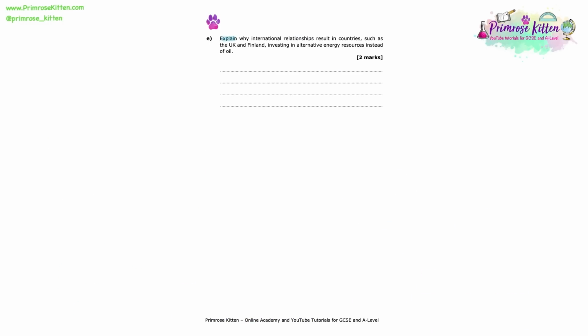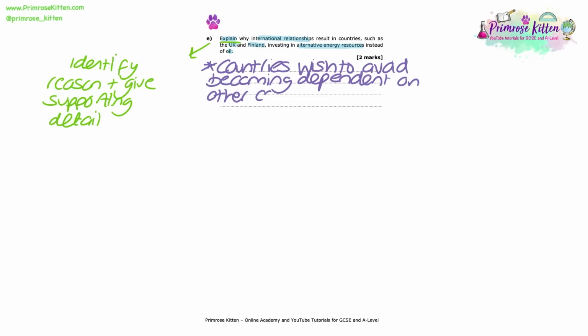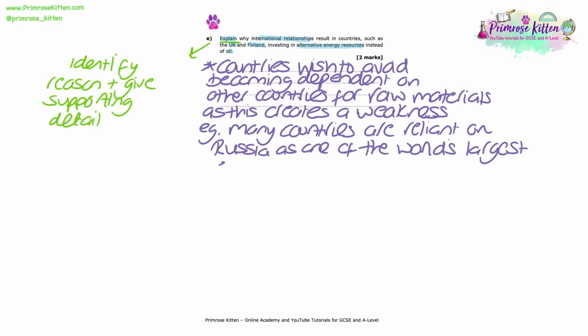Part E. Explain why international relationships result in countries, such as the UK and Finland, investing in alternative energy resources instead of oil for 2 marks. To achieve full marks on this question, you first will need to identify a reason and then give supporting detail. There are a number of possible reasons that you might identify here. Firstly, you might discuss that countries wish to avoid becoming dependent on other countries for raw materials, as this creates a weakness. For example, many countries are reliant on Russia as one of the world's largest energy producers.